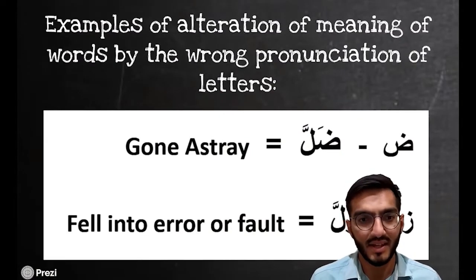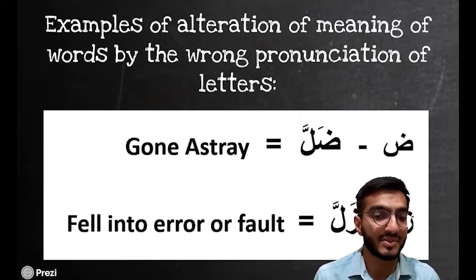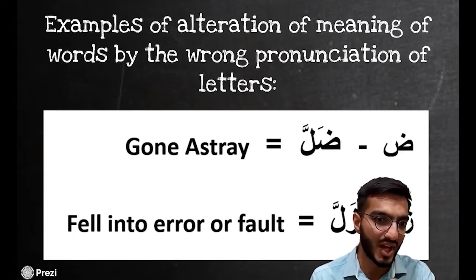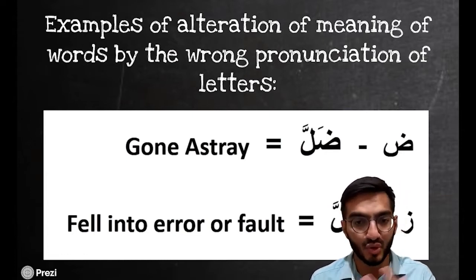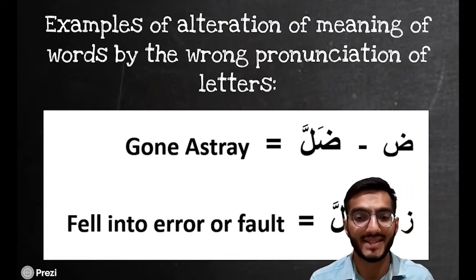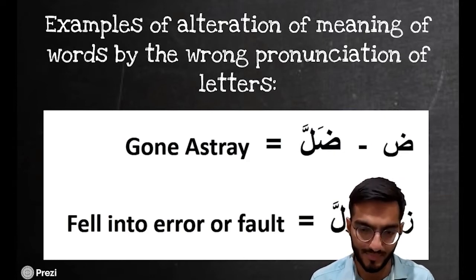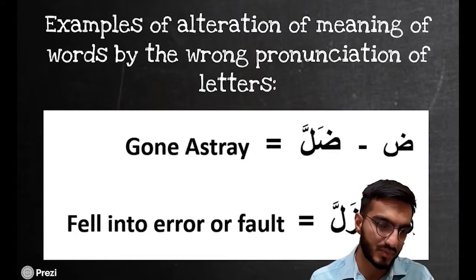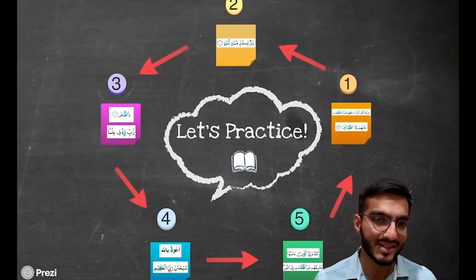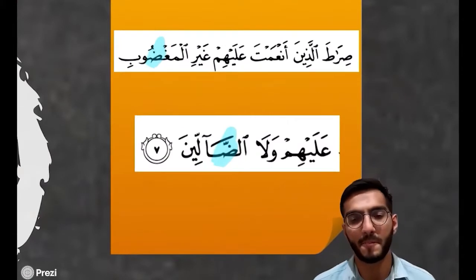Or complicated. Now, in terms of examples, we'll go through a couple of examples to see exactly how, if mispronounced, it can change the meaning. Dalla with a Dad means to go astray, gone astray. Whereas Zalla with a Z means to fall into error or fault. So it's very important to make sure that we pronounce them well. Now, we'll go through a few examples and practice and hopefully improve our makharij.